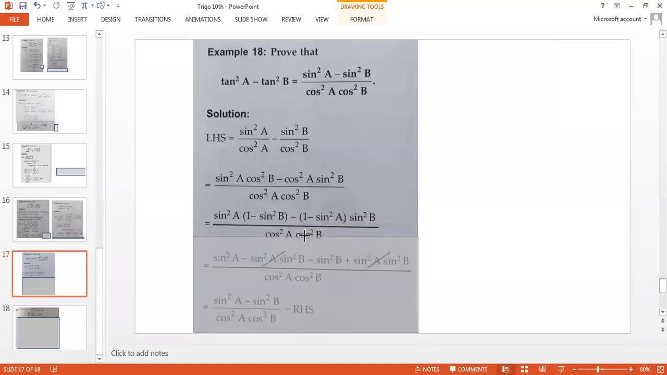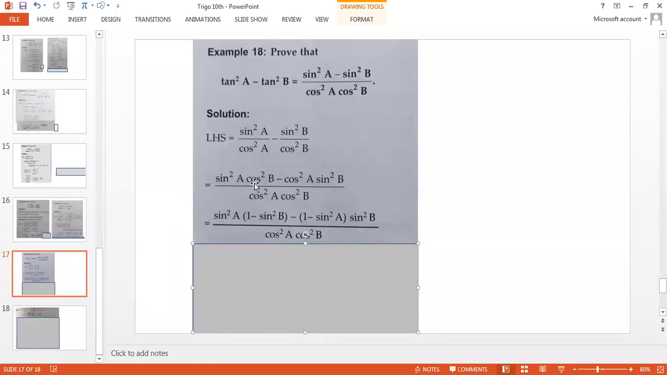So what is to be done? Let's pay attention over here. From here, cos square B can be substituted as 1 minus sin square B. And here cos square A can be substituted as 1 minus sin square A. Now see, when it is in front of you on the screen, you understand this is supposed to be done this way.